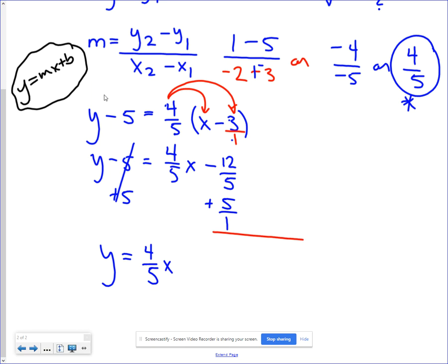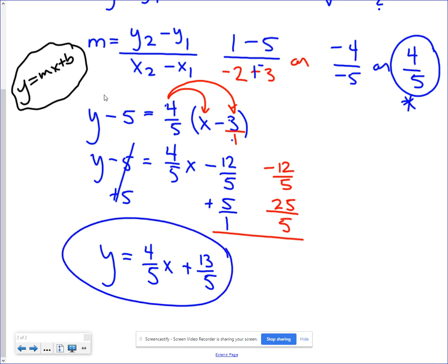To add two fractions, we're going to get a common denominator. The common denominator is going to be 5. 5 over 1, I can rewrite that as 25/5. So negative 12 plus 25 is 13/5. So this is the equation above written in slope-intercept form.